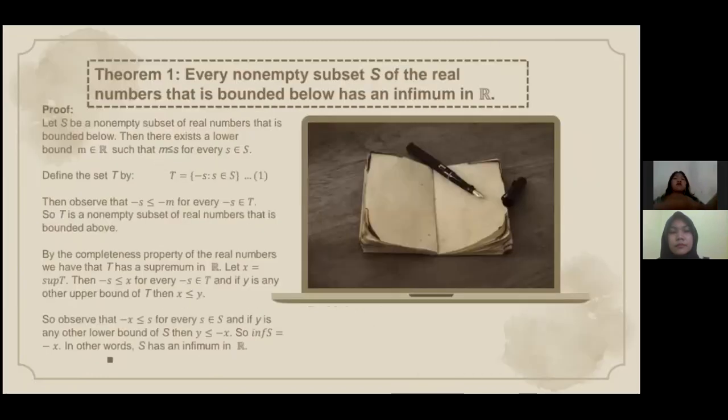Theorem 1. Every non-empty subset S of the real numbers that is bounded below has an infimum in the real numbers. Proof. Let S be a non-empty subset of real numbers that is bounded below. Then there exists a lower bound M, an element of the real numbers, such that M is less than or equal to s for every s in S. Define the set T by T equals minus s, for s in S. Then observe that minus s is less than or equal to minus M for every minus s in T. So T is a non-empty subset of real numbers that is bounded above.